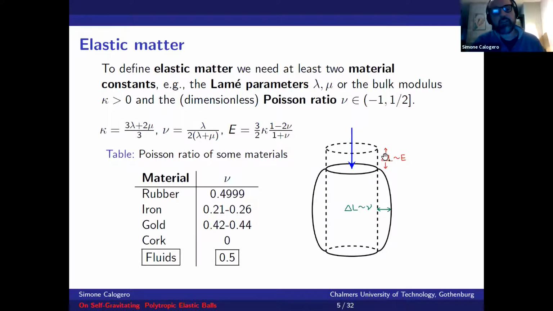In elastic matter, you need at least one more material parameter, which I will take to be this Poisson ratio. And the second difference is actually in the formulation of the theory itself, because while fluid mechanics is originally formulated in Euler space, elasticity is, on the other hand, originally formulated in Lagrangian coordinates.